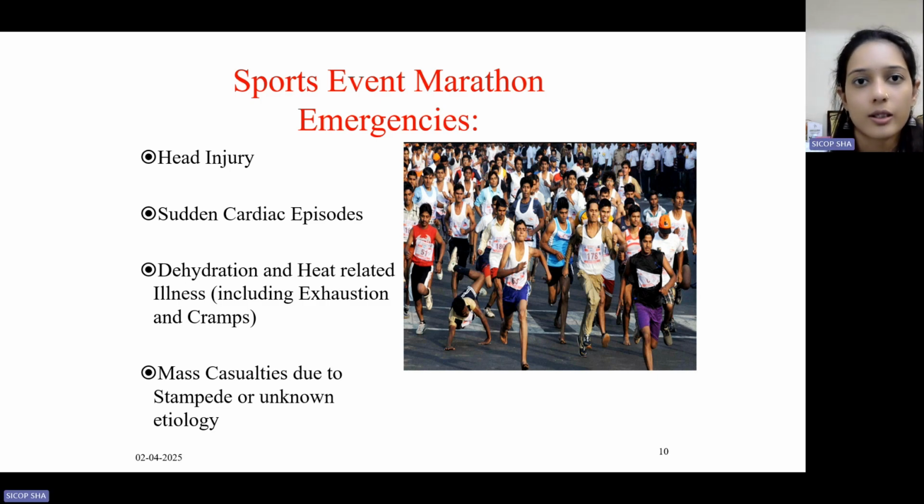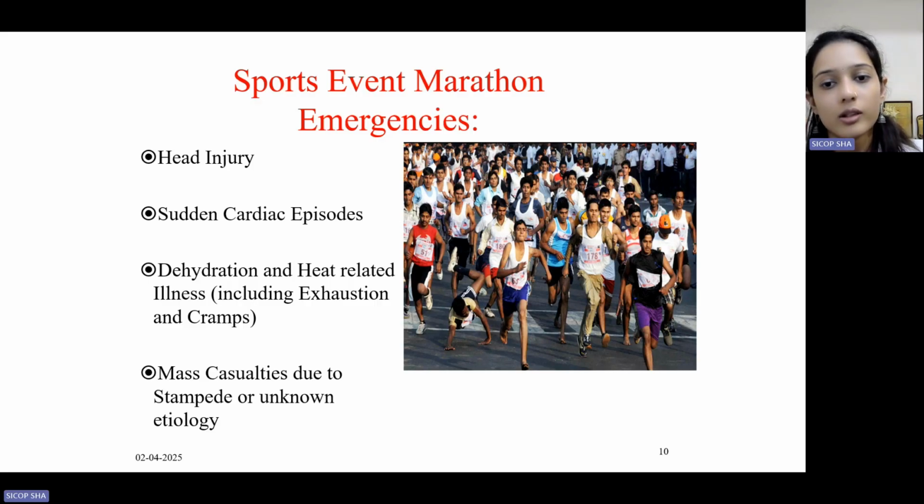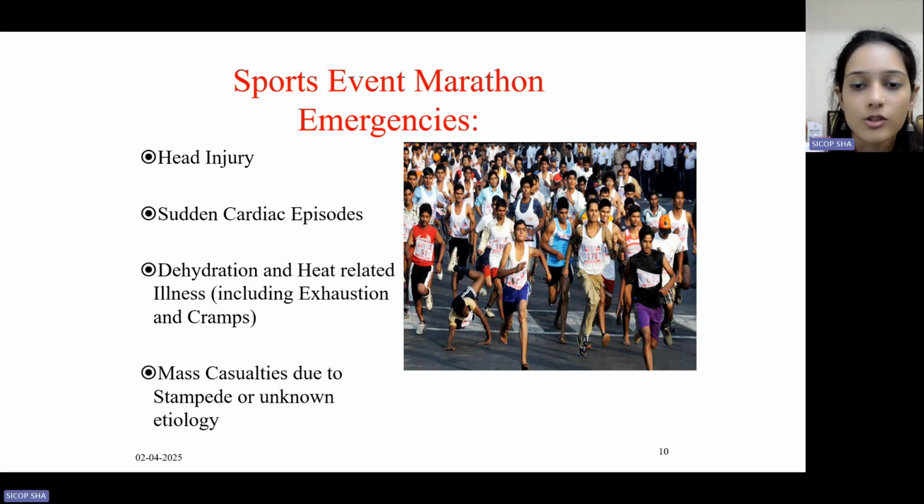So coordinate with the proper authority. It could be the EMS team or law enforcement for investigation. So there should be proper planning for a marathon. So set up a medical station at regular intervals along the course. Ensure a clear communication channel among the medical team or physician, physiotherapist and security team also.